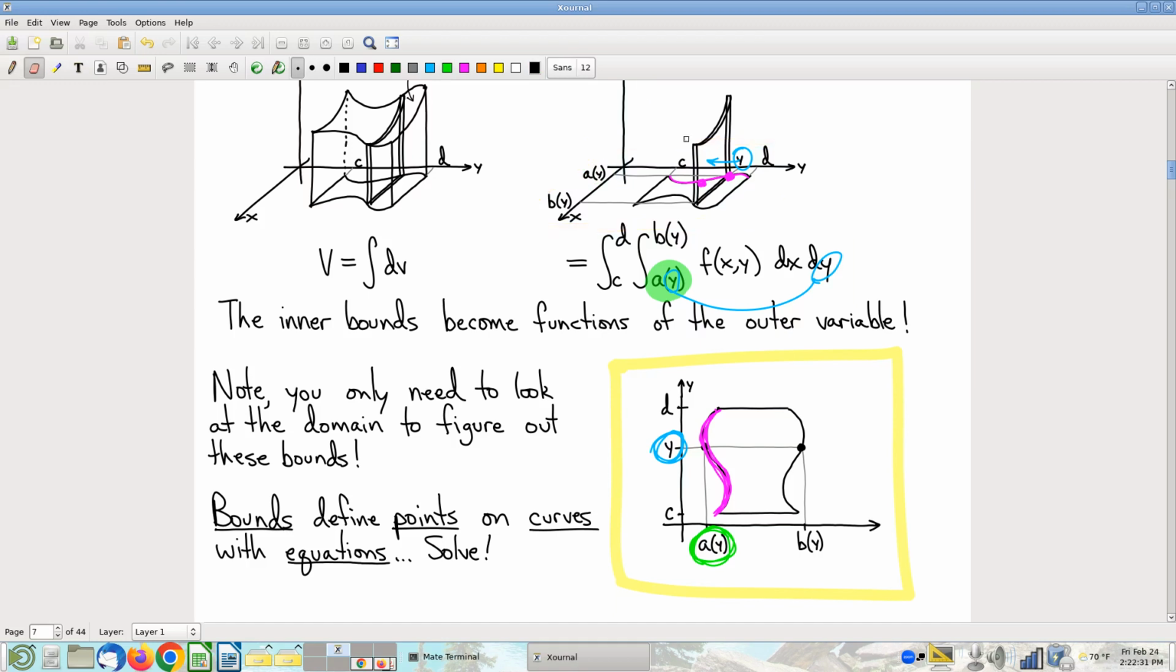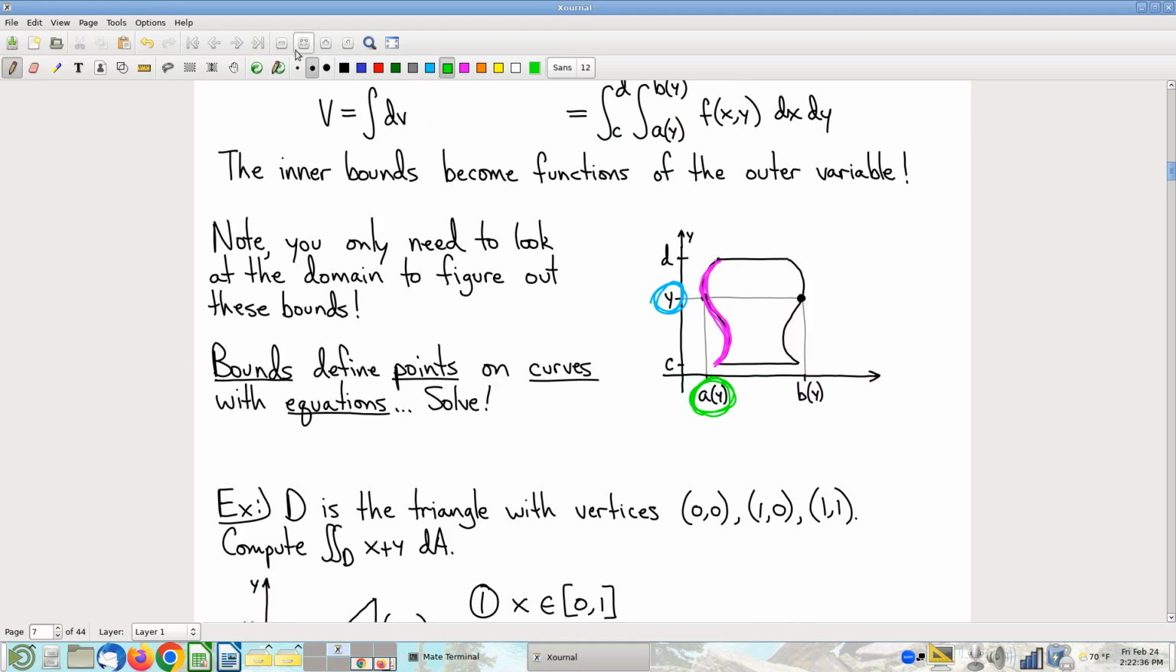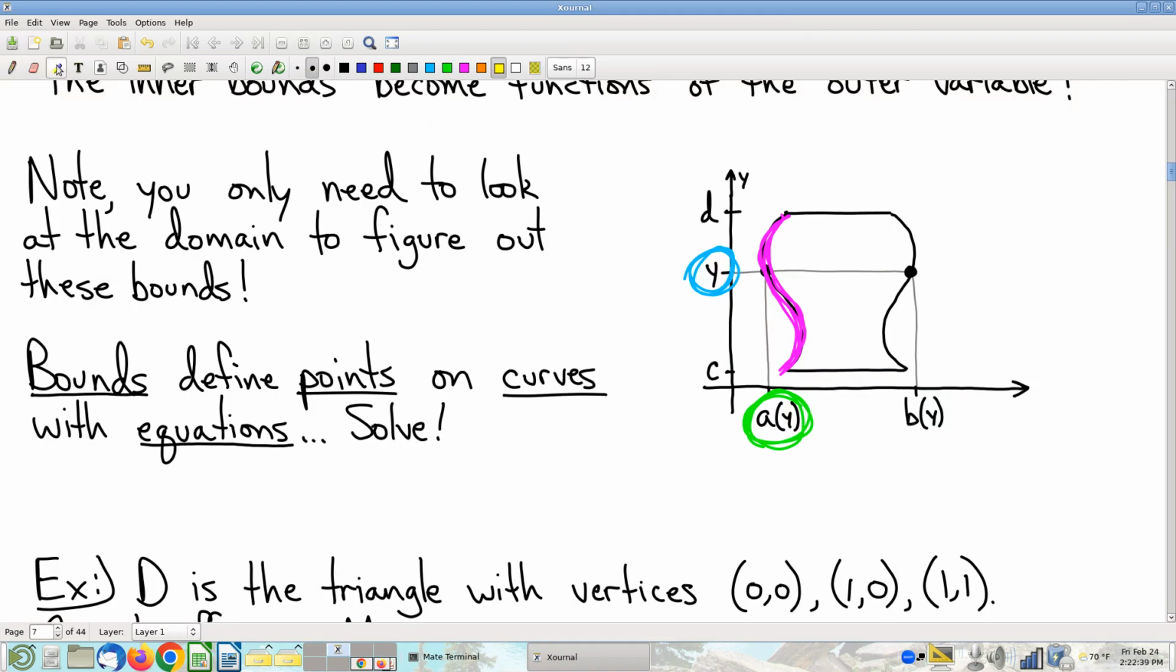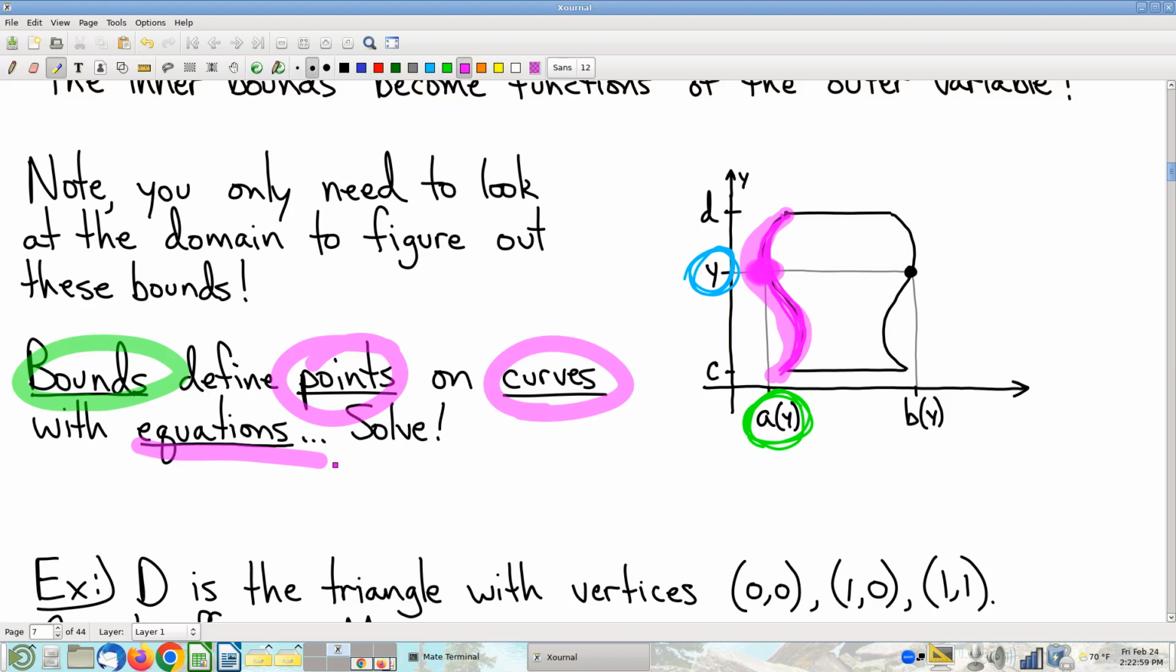Okay. So all together then, I'll point out that the bounds that we're interested in, between them and the y coordinate, defines this point, which of course is on this curve. That curve has an equation. And so if you want to find the bound, notice this bound, right, what it is, it's the x-coordinate of a point on this curve with that equation.